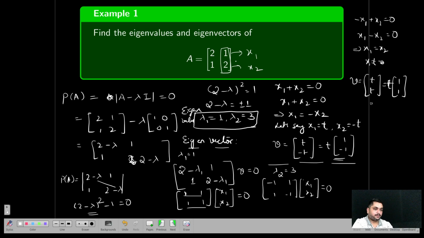This is how you have to find them. And for both conditions, t should not be equal to 0. It can take any negative value or any positive value. It's a scaling. t is not equal to 0. Okay.